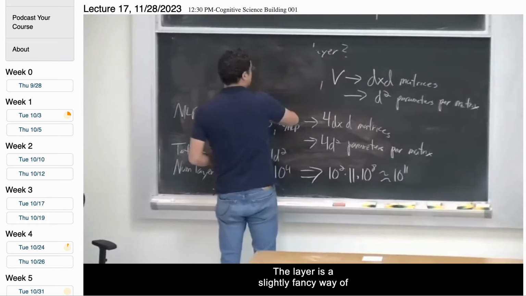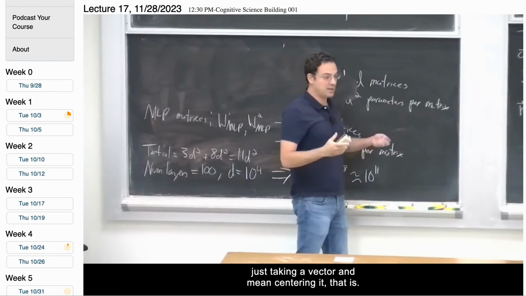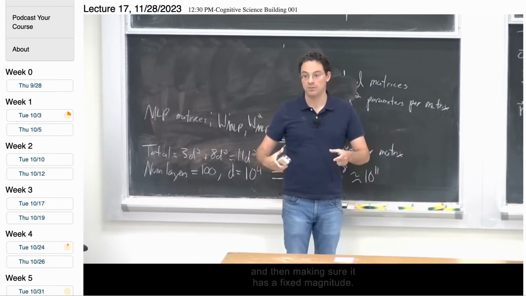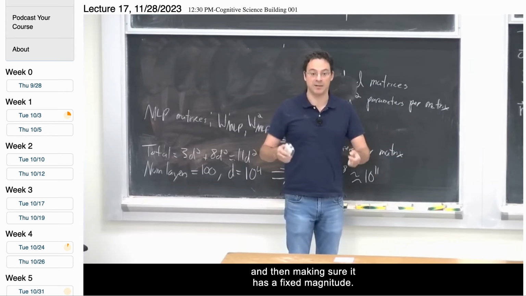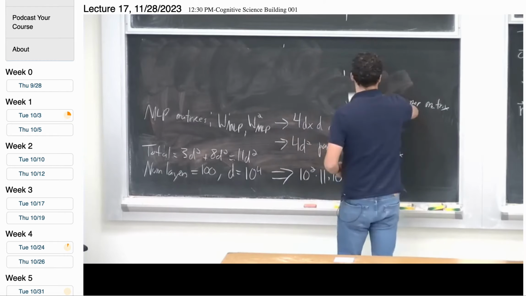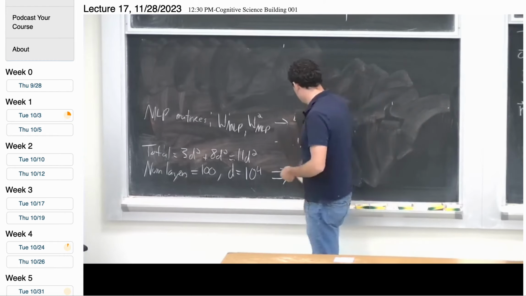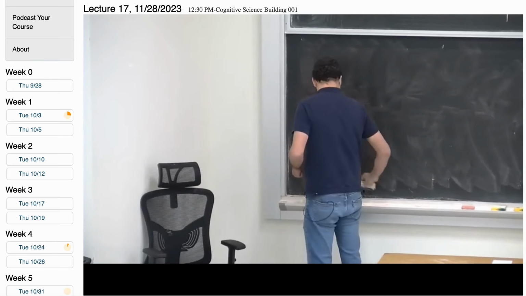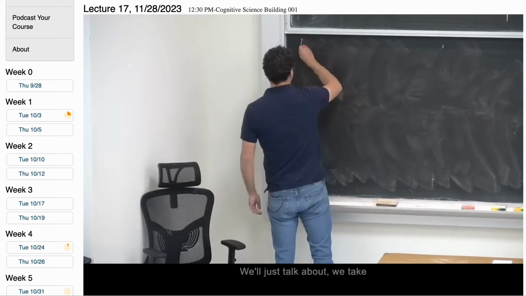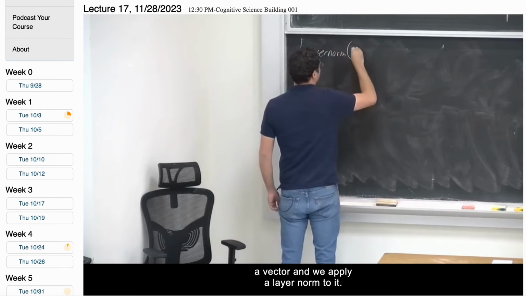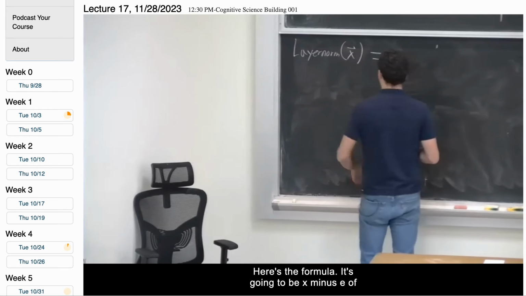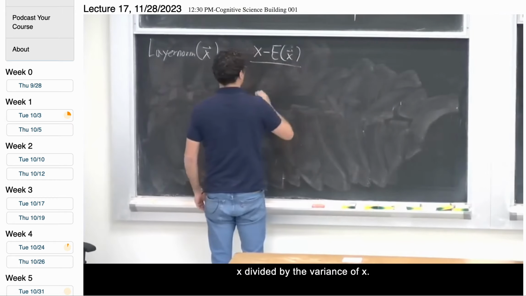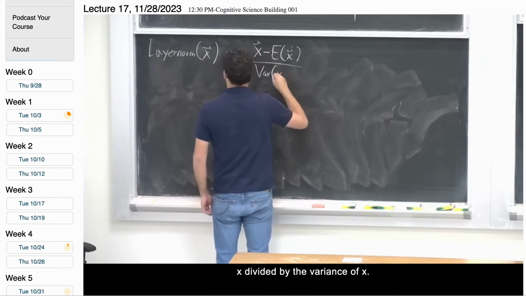So the layer norm is a slightly fancy way of just taking a vector and mean centering it, that is, centering it at 0, and then making sure it has a fixed magnitude. So we take a vector and we apply a layer norm to it. Here's the formula: it's going to be x minus E of x divided by the square root of the variance of x.